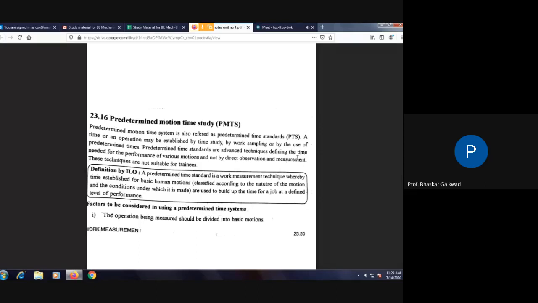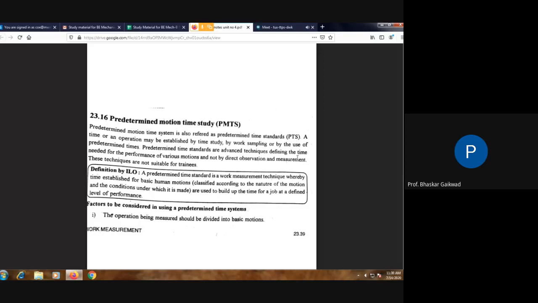Now, what factors are to be considered using the predetermined time system? What factors do we actually require? First factor, the operation being measured should be divided into basic motions. Suppose a turning operation is there. How much activity do we require while doing the turning of a job? First of all, we have to hold the job, put it in the chuck, get it tight. After that, the tool: we have to hold that tool, get it tight. After that, we can make the alignments. After that, we can start the machine. After that, we can move the tool post. So like these activities are there, and that activity is divided into basic motions.